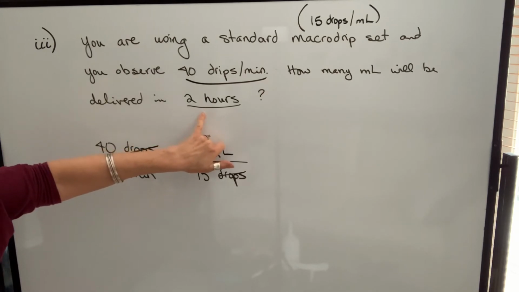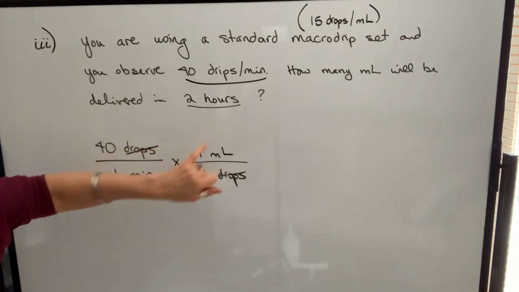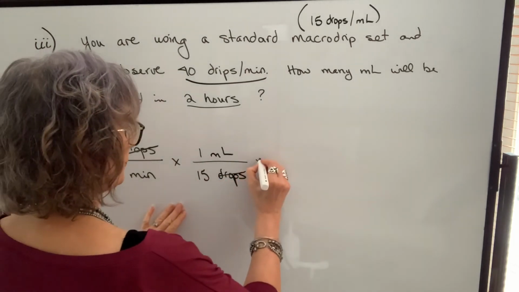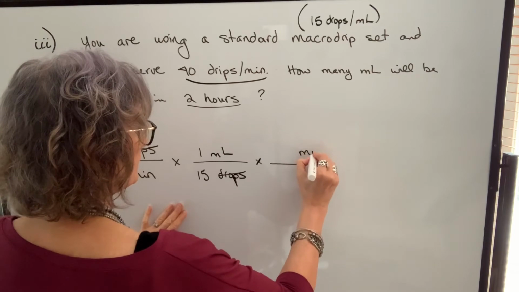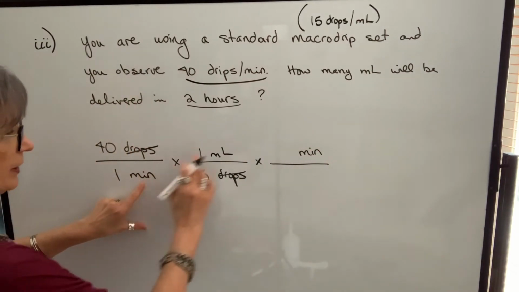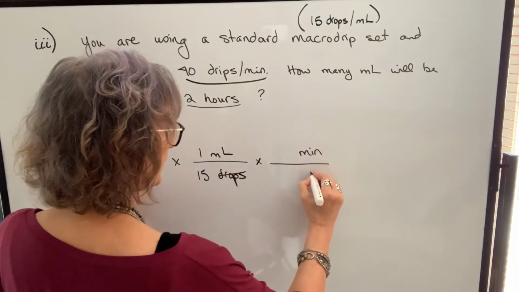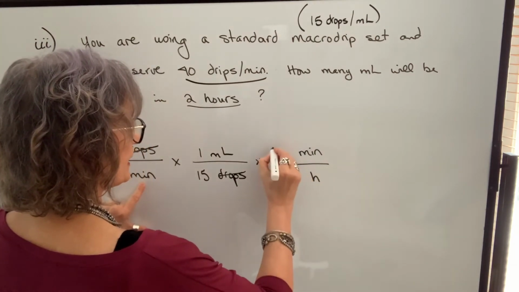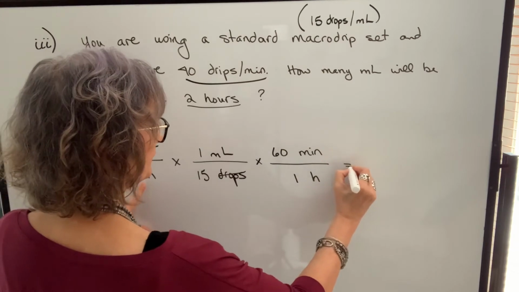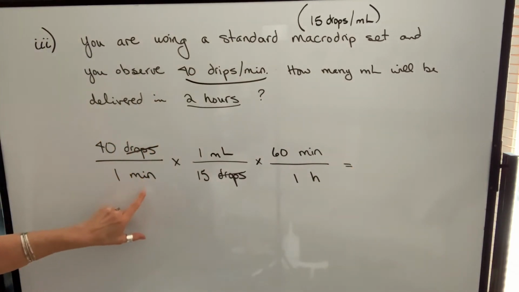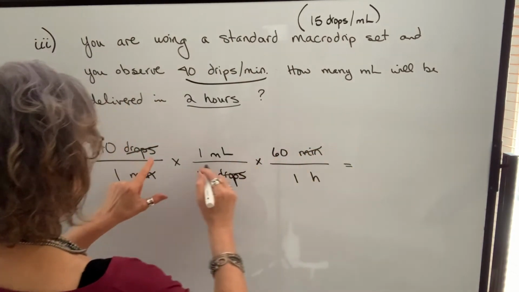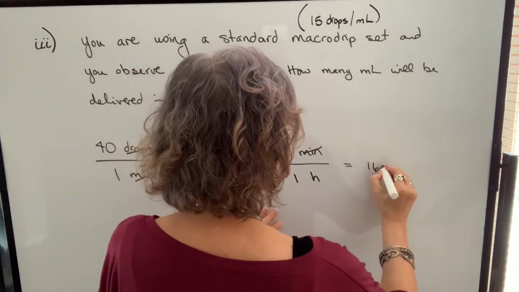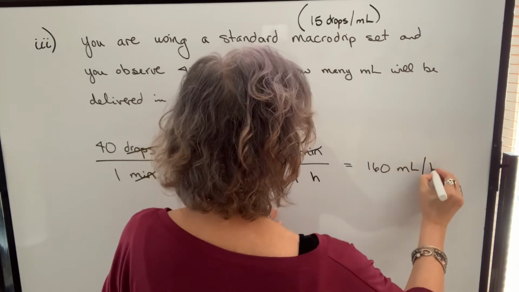I'm finding how many milliliters in 2 hours. So let's find out how many milliliters per hour. So I'm going to change my time factor from minutes. Since it's in the denominator here, I need to put it in the numerator and replace it with hours. These two things have to be equivalent, so I know that 1 hour is 60 minutes. So the minutes will cancel, and that gives me a volume per hour. And I get 160 milliliters per hour.